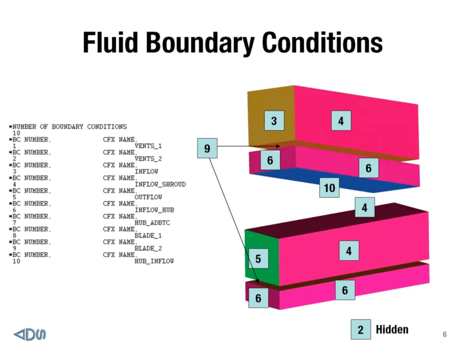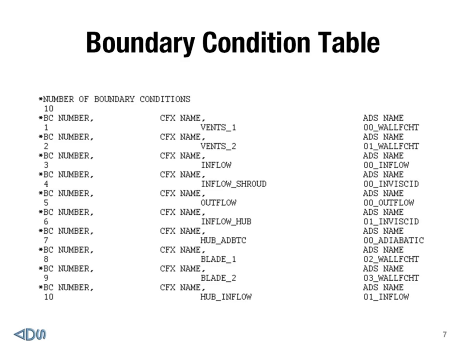Moving to the fluid side, we've listed the boundaries in a similar manner, although boundary condition 2 in this case is hidden from view due to the nature of the geometry. This boundary condition table, which we will construct later on, will be used to associate the boundary names from the CFX5 file with internal boundary condition types from LEO.